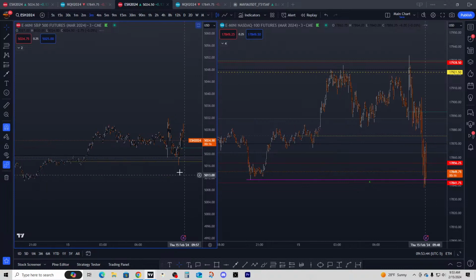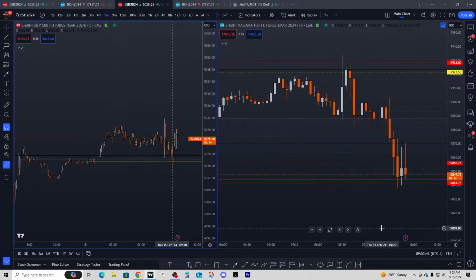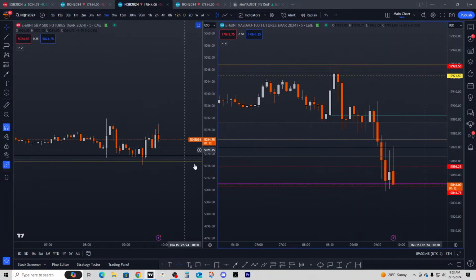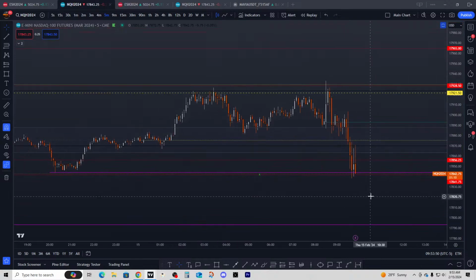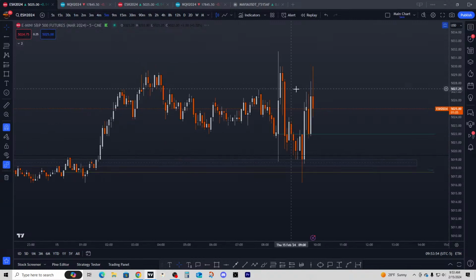Waiting on A+ setup here. So we keep making this higher high. Yeah, let's go with the 5 minute. Make lower high, but we're making higher highs here on ES. We're hitting this rejection block. And now we got all this trendline liquidity here on ES.